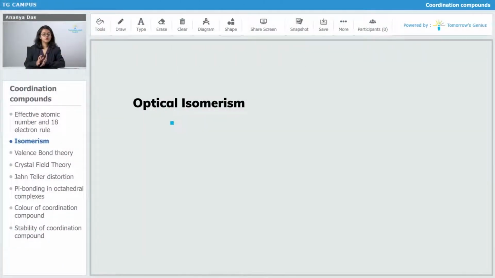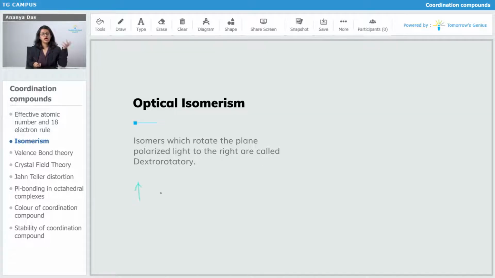So now we talked about enantiomers. In enantiomers also you have classification. So the enantiomer or the isomer which rotates the plane polarized light towards the right direction is called dextrorotatory. Like if this is a plane polarized light and the isomer is rotating it towards the right, it will be known as dextrorotatory.